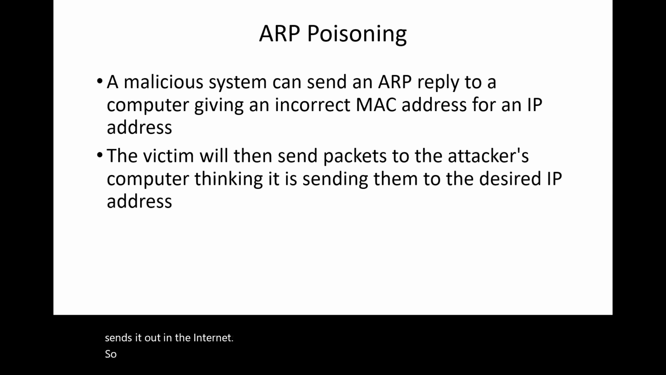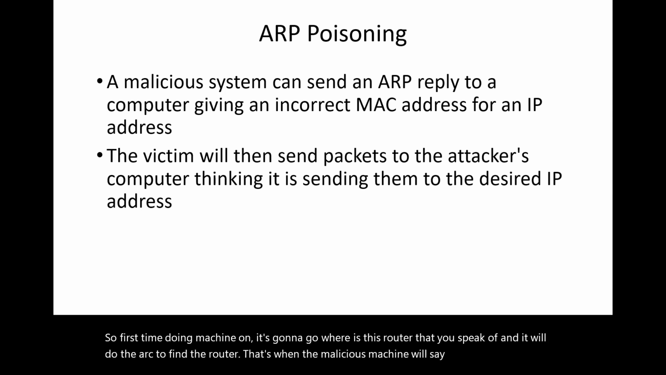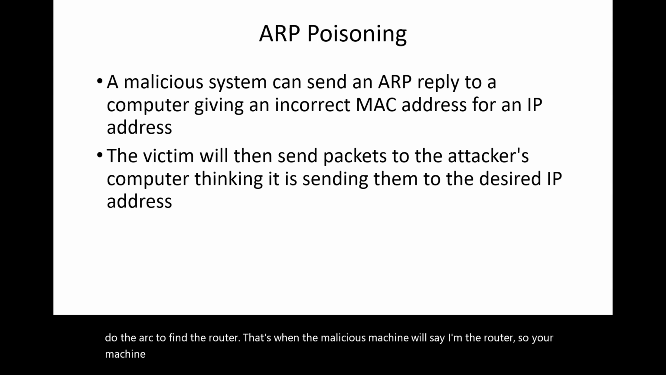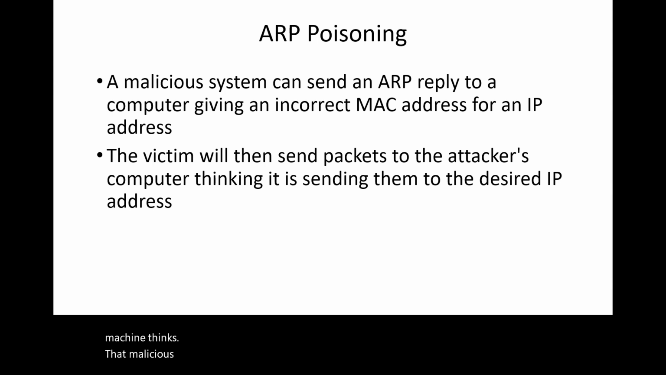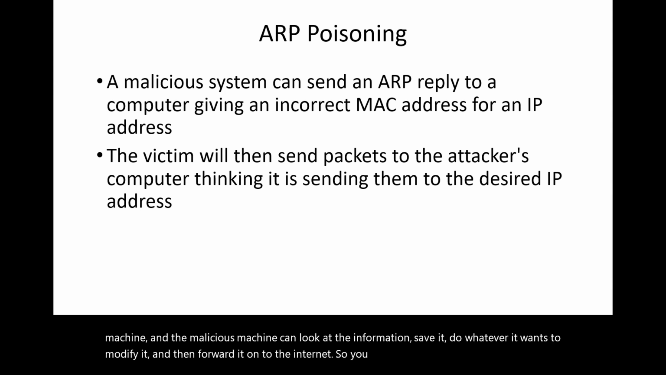So first time you turn the machine on, it's going to go, oh, where is this router that you speak of? And it will do the ARP to find the router. That's when the malicious machine will say, oh, I'm the router. So your machine thinks that malicious machine is the router. It sends all the packets that go out to that malicious machine. And the malicious machine can look at the information, save it, do whatever it wants to, modify it, and then forward it on to the internet. So it looks like it's working to you, but you're getting all the information.